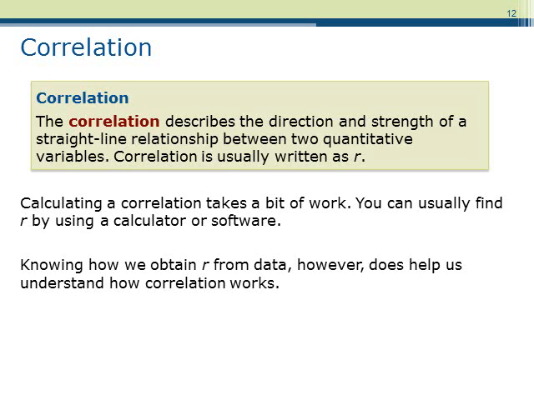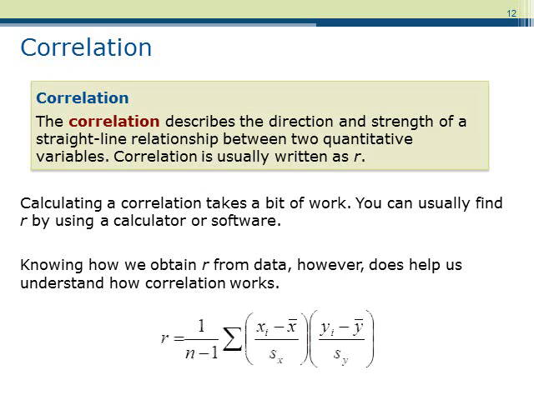Calculating a correlation takes quite a bit of work. If the data set is quite large, we'll often use a calculator or computer. Knowing how we obtain R from data, however, does help us understand how correlation works. This is the formula that we will use to compute correlation. It will be explained in the next example.